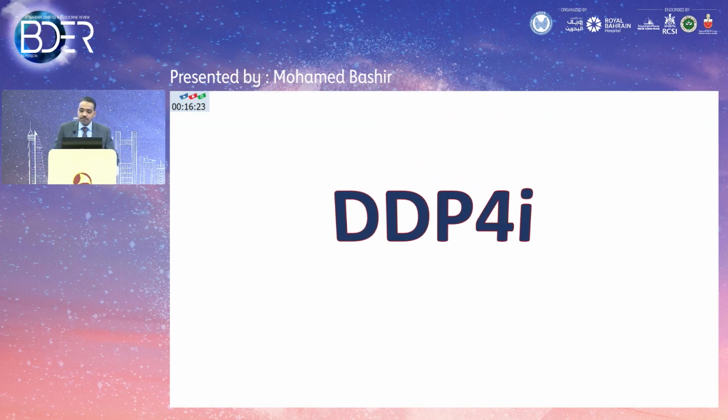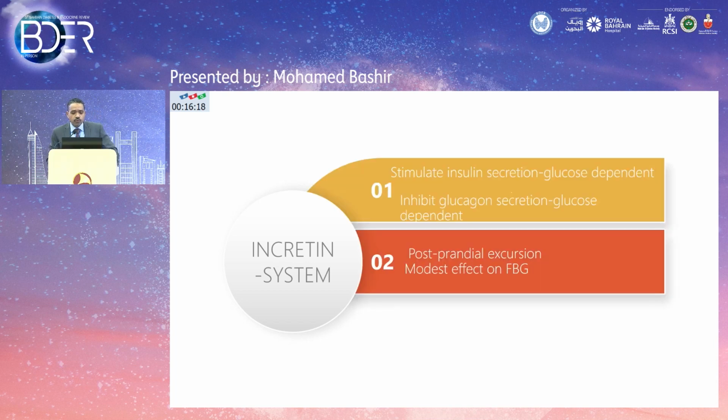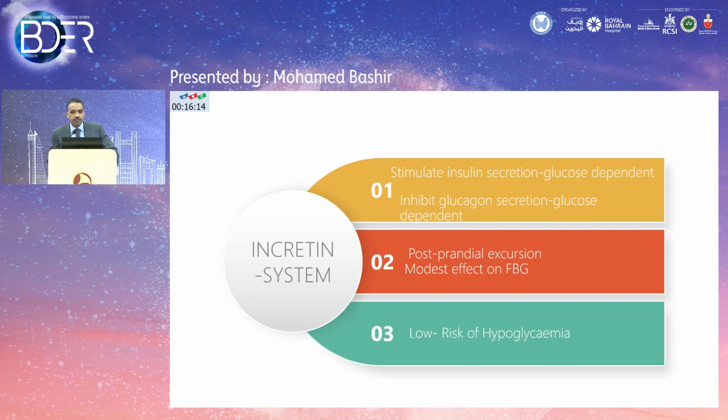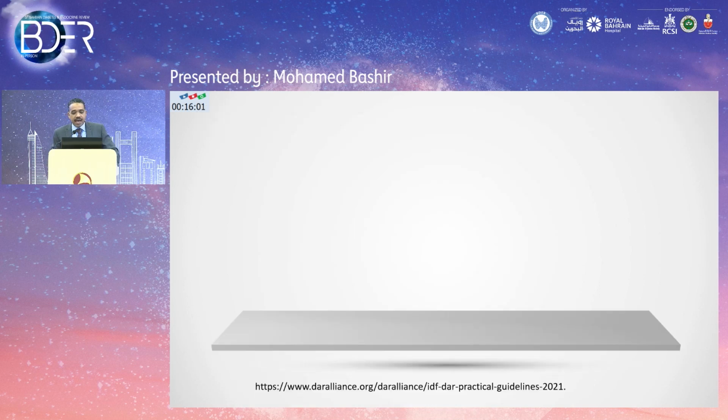Now, DPP-4 inhibitors, they're incretin-based, and we know that they mostly work on the postprandial glucose excursion and have a very modest effect on the fasting blood glucose. And generally speaking, they have a low risk of hypoglycemia. Even when you combine vildagliptin with metformin, you'll find that most of the studies are within the line of unity, not increasing the risk of hypoglycemia.